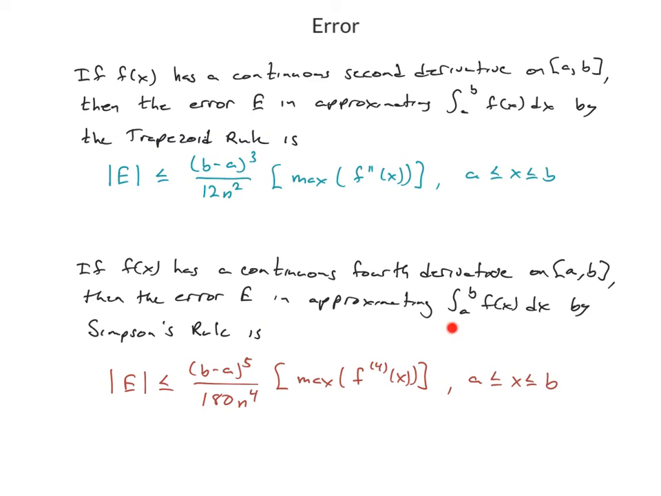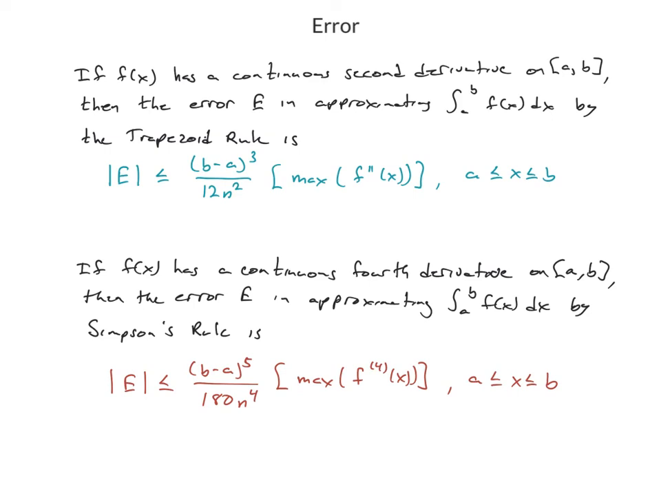Then the error in approximating that integral from a to b of f(x) dx in Simpson's rule is that the absolute value of E is less than or equal to (b minus a) to the fifth power over 180n to the fourth, where n, again, is the number of parabolas you're using, and number of intervals, and then the maximum of the fourth derivative of f evaluated at x, where x is some value from a to b.